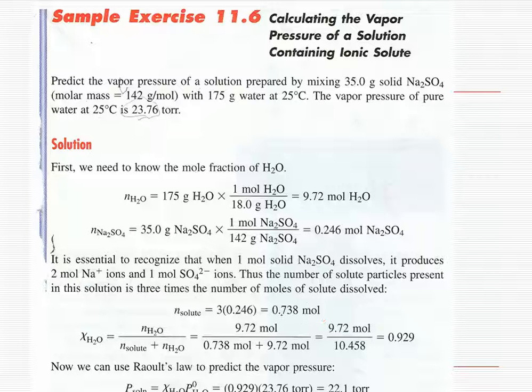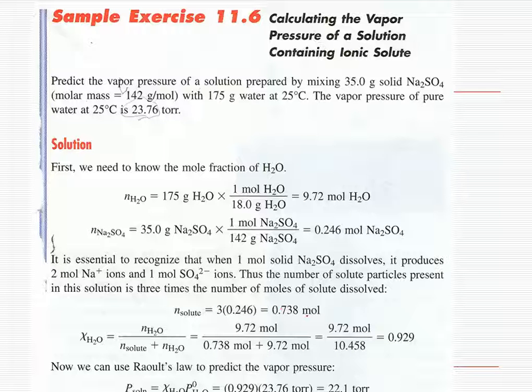Now, the thing that we have to keep in mind here again is the fact that this dissociated into the 3 particles. So when we found the moles of the sodium sulfate here, that's the moles of this entire thing. That would be that formula unit. When we are looking at how many particles are actually in solution, then for every one of these formula units, we actually get 3 ions. So we're actually going to take the moles of the sodium sulfate and multiply it by 3, and that's what they're doing here. The 0.246 multiplied by 3 for the number of ions present in solution.